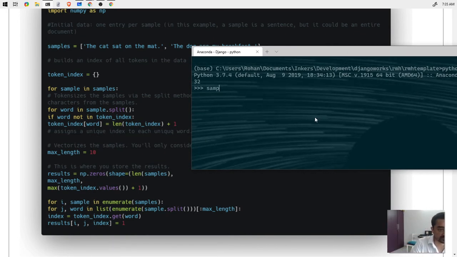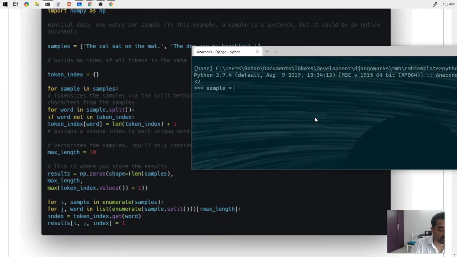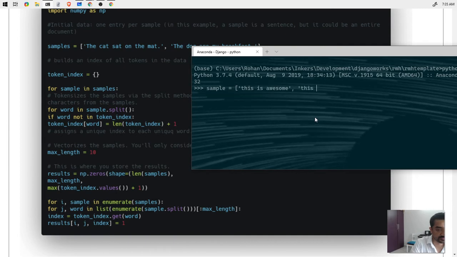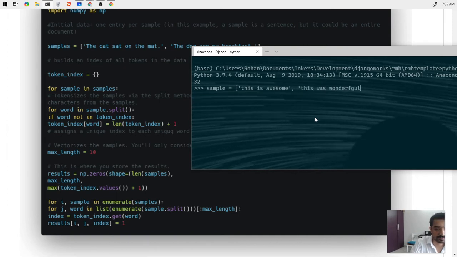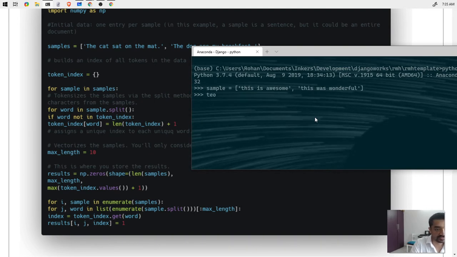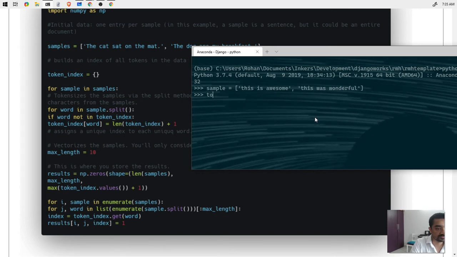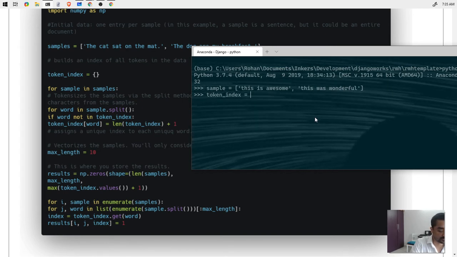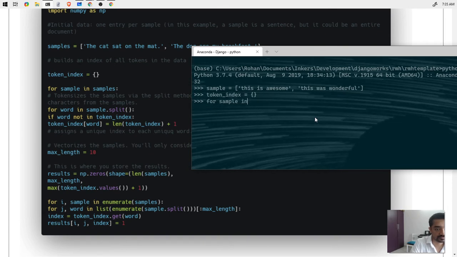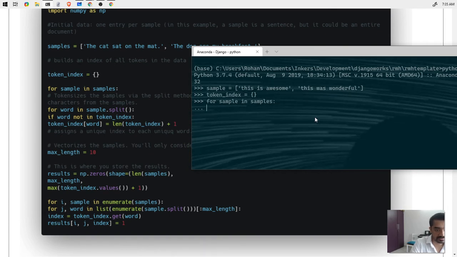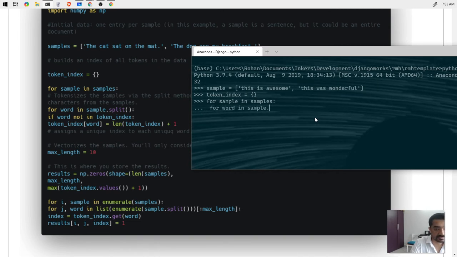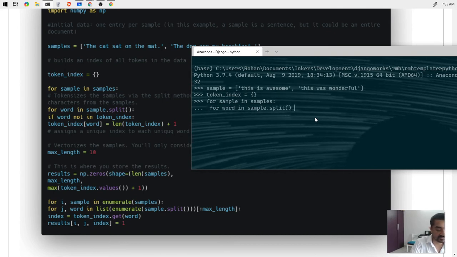So if you write, let's say, samples equal to, I'm going to go with only 1. Let's say, let's go with 2 anyway. So these are 2 samples that we have. Now let's say we initialize one dictionary. Now for sample in samples, and then for word in sample.split, that is going to split our sentences.